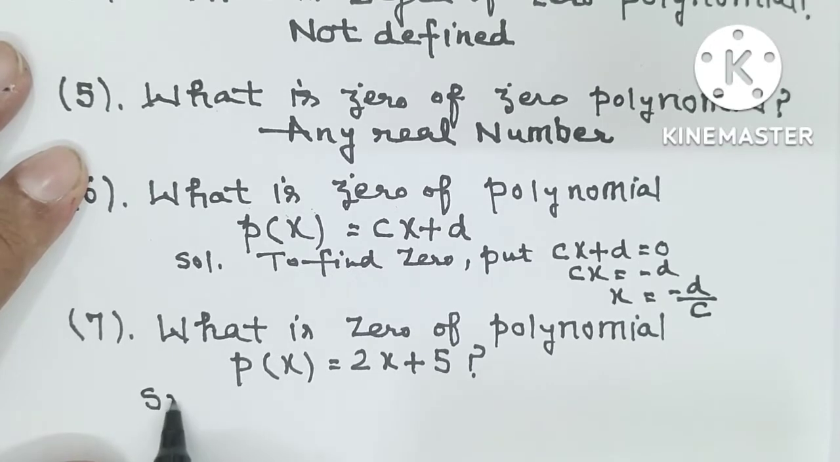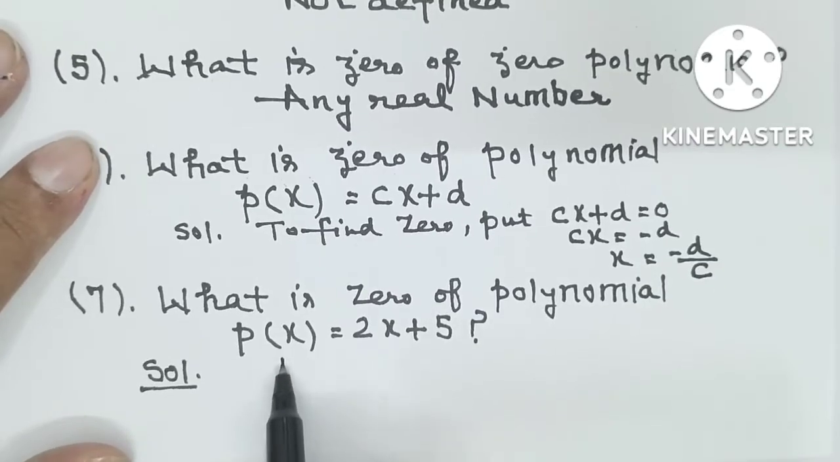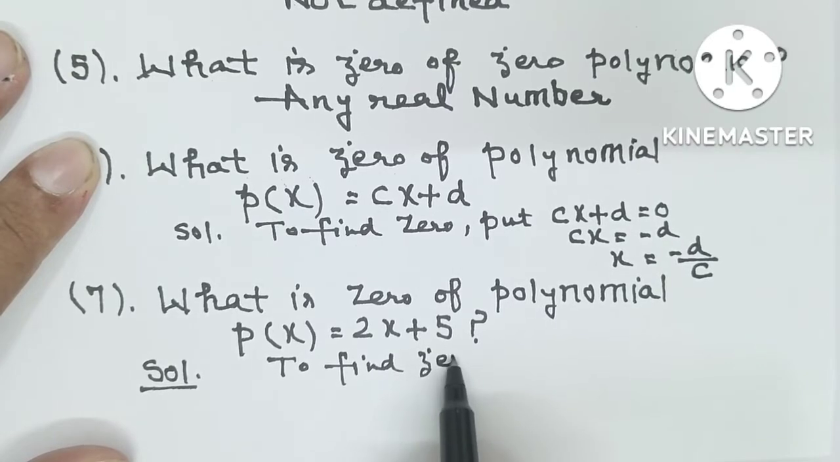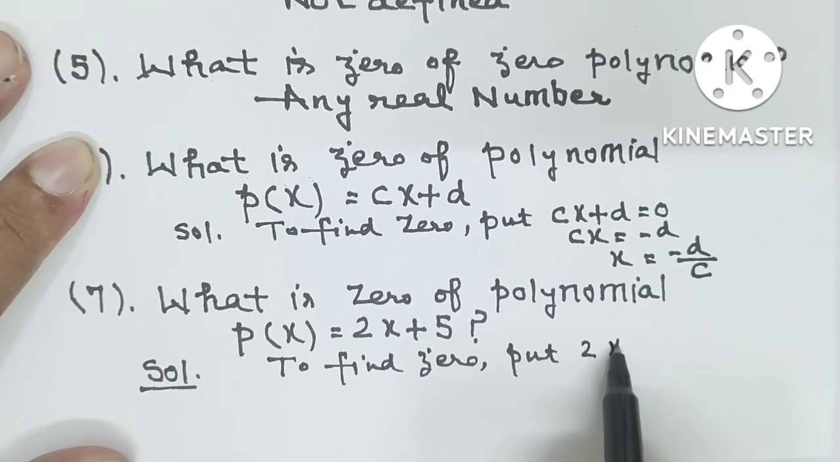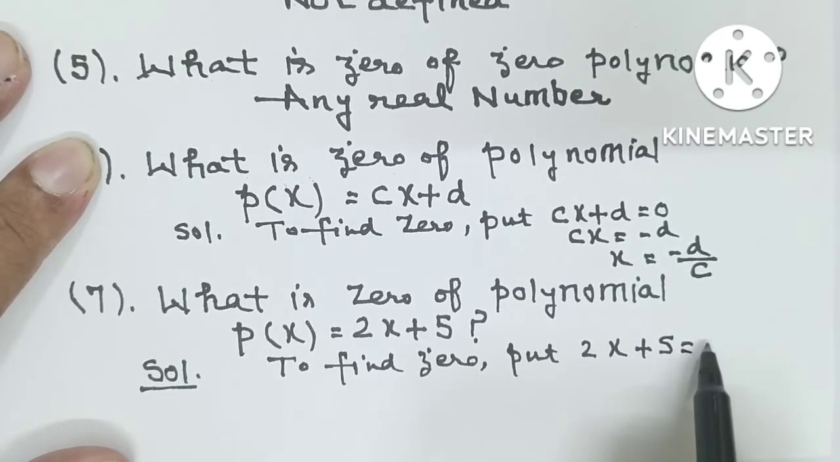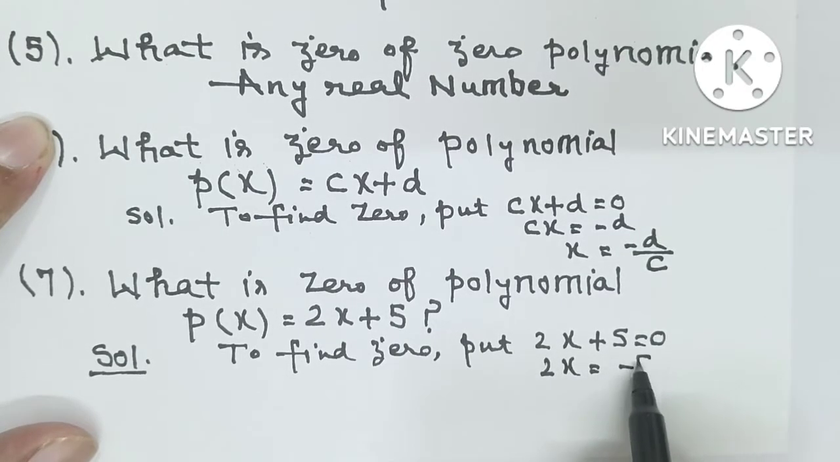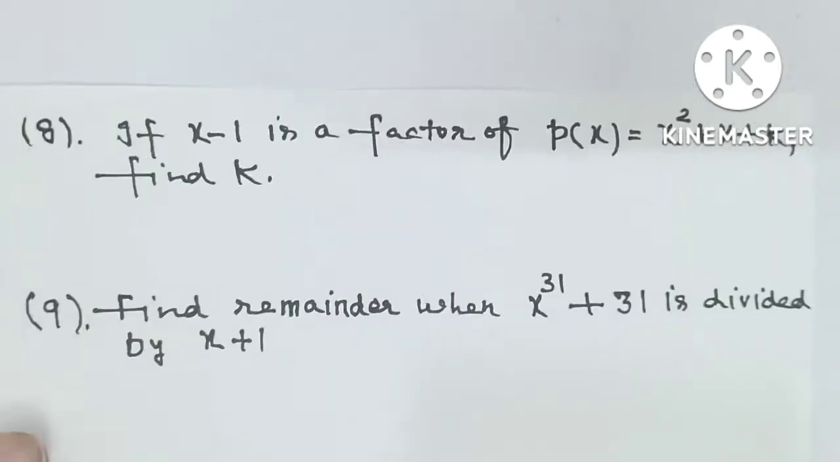Next is, what is the zero of this polynomial? p of x is equal to 2x plus 5. So we can write, to find 0, put p of x equal to 0, means 2x plus 5 equal to 0. So 2x will be equal to minus 5 and x will be equal to minus 5 upon 2. So this way we can find the zero of a particular polynomial.